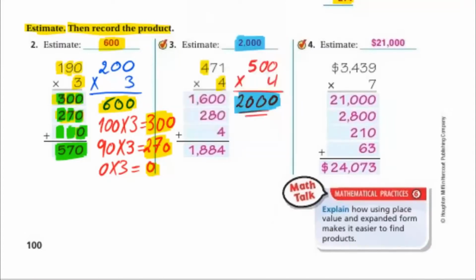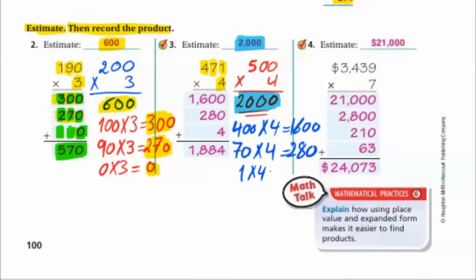Okay, 4 is in hundreds place, right? So it will be 400 multiplied by 4 equals, we have 2 zeros, put them the same. 4 multiplied by 4 equals 16. After that, we have 7 in tens place, so it will be 70 multiplied by 4 equals, put the 0, and 7 multiplied by 4 equals 28. And we have the last digit, we have here 1 in ones place multiplied by 4. Let's multiply it, equals 4. And then let's add them together. Okay, so we have 1600 plus 280 plus 4, it will be 1884. Okay, let's move to the next one.